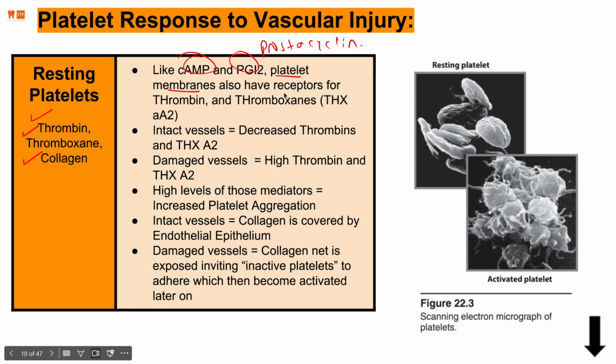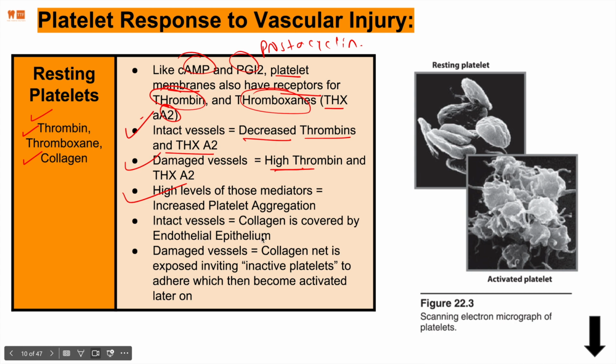Platelet membranes also have receptors for other things, such as thrombin and thromboxanes, specifically thromboxane A2. In an intact vessel, of course, there's low levels of thrombin and thromboxane because you don't need a clot. Therefore, thrombin and thromboxane are responsible for clots. In a normal vessel, there's less. In a damaged vessel, there's a high number of thrombin and thromboxane A2. These high levels of mediators increase platelet aggregation.